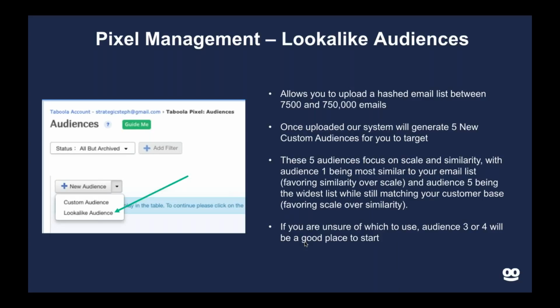These 5 audiences focus on scale and similarity, with audience 1 being most similar to your email list, essentially favoring similarity over scale, and audience 5 being the widest list while still matching your customer base, but favoring scale over similarity. If you're unsure of which to use, audience 3 or 4 would be a good place to start because there's a good combination of similarity and scale combined with those users. This is very familiar to many of you who might have used Facebook marketing before. Lookalike modeling is now available on our platform.